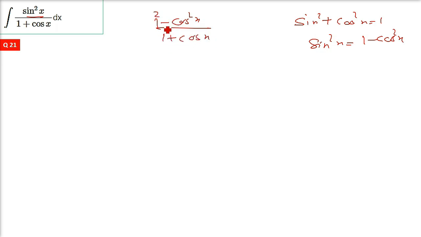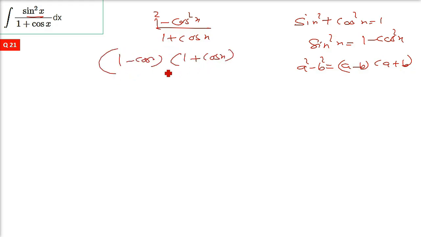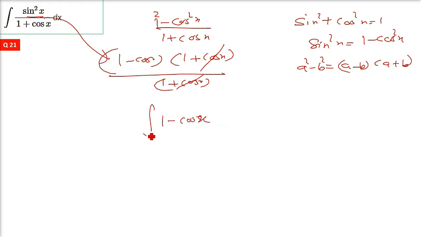So a square minus b square is a minus b into a plus b. So 1 minus cos x and 1 plus cos x it will be. I am taking a as 1 and b as cos x. So I am writing it as 1 minus cos x and 1 plus cos x. So this 1 plus cos x is in the denominator. Now you can cancel this 1 plus cos x. So only 1 minus cos x remains. So now this integration of sin square x by 1 plus cos x dx has resulted in 1 minus cos x, which is easy to integrate.